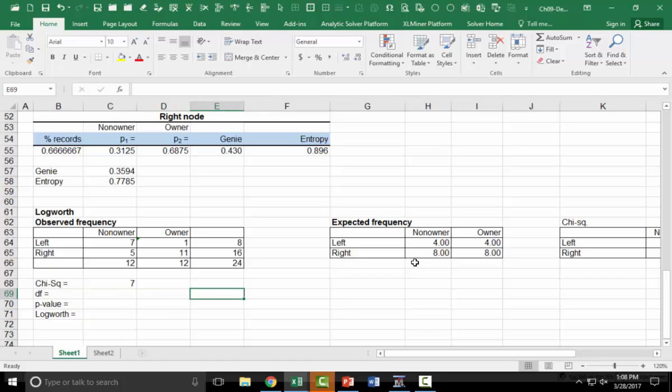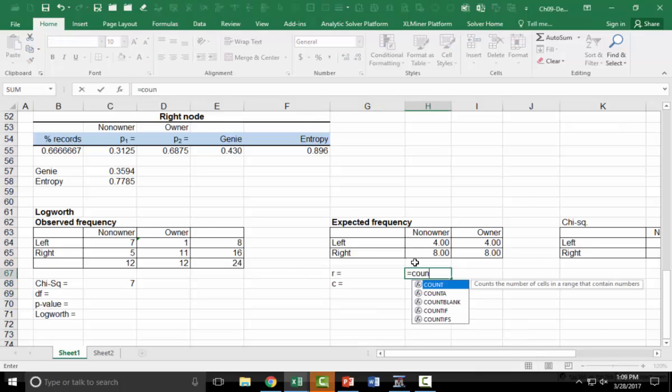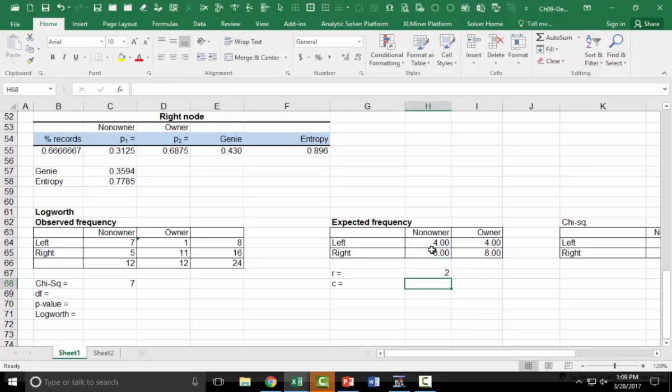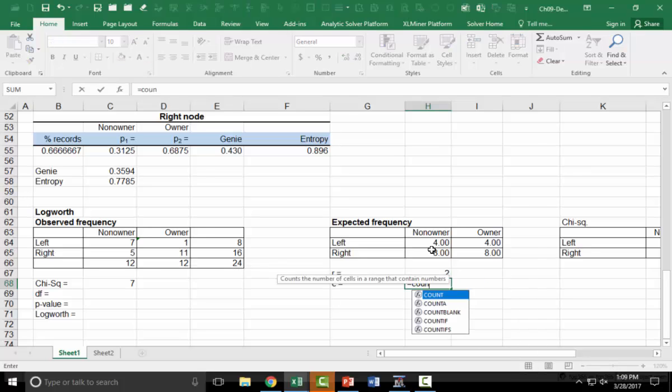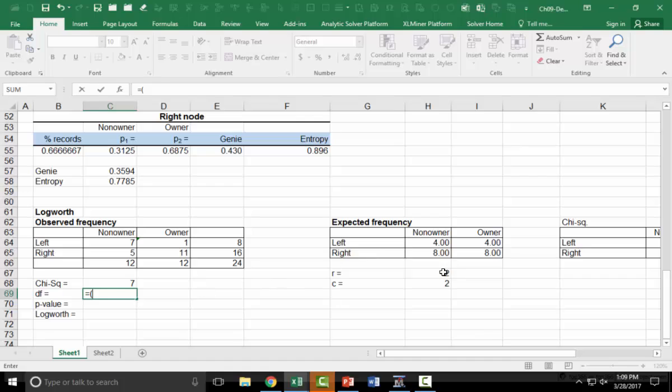Okay, so degrees of freedom. So you get degrees of freedom by looking at R and C. Okay, so here we know this is 1 degree of freedom, but we need to know how we got 1. So R here is the number of rows, and C is the number of columns. So degrees of freedom is R minus 1 times C minus 1.